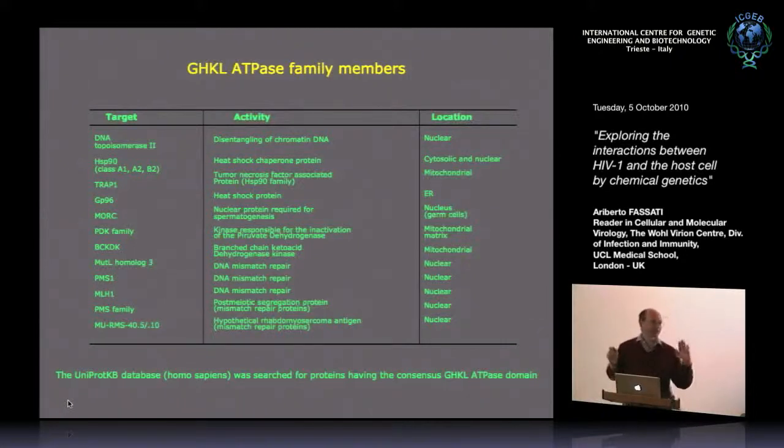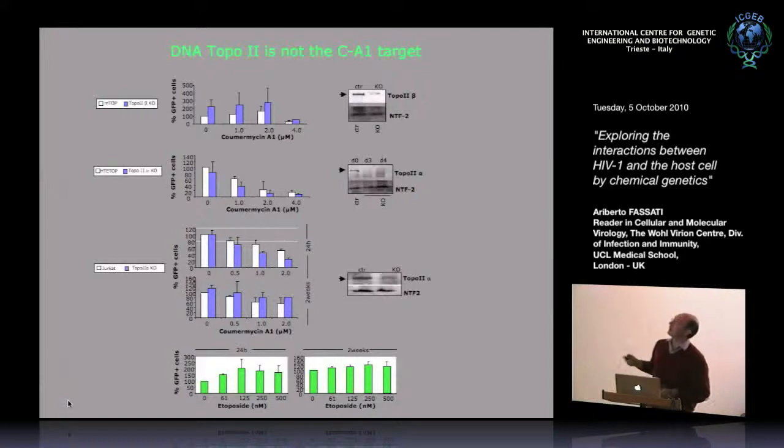We said, oh yes, this is obvious, this all makes sense, you know, you have the hypothesis, GyrB inhibitors, DNA topoisomerase, everything works. Well, it didn't. So, this is the test that we've done. We obtained some knockout cell lines for DNA topo 2; there are two isoforms, alpha and beta. We obtained knockout cell lines, and we didn't see any difference. So this is the knockout cell, this is the normal cells, this is HIV infection, no difference whatsoever. In fact, it was even better. And even if you put on coumermycin, no difference.